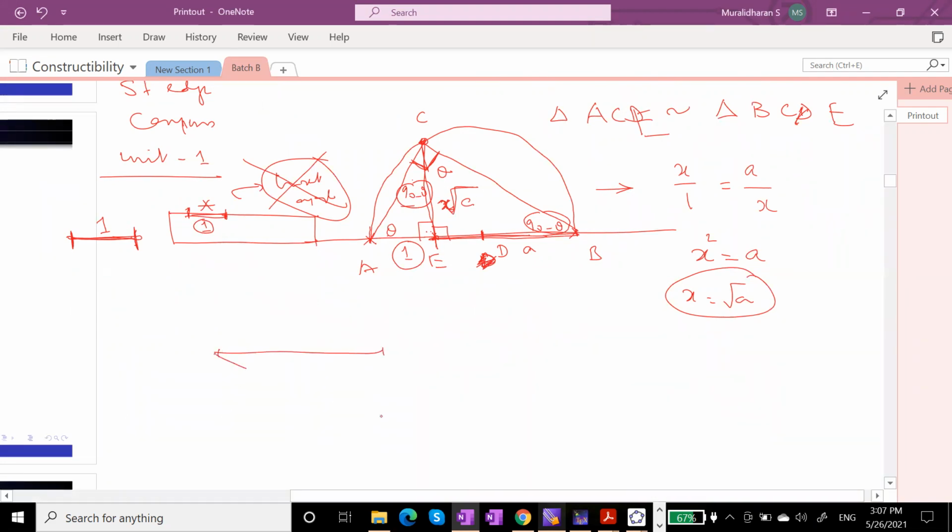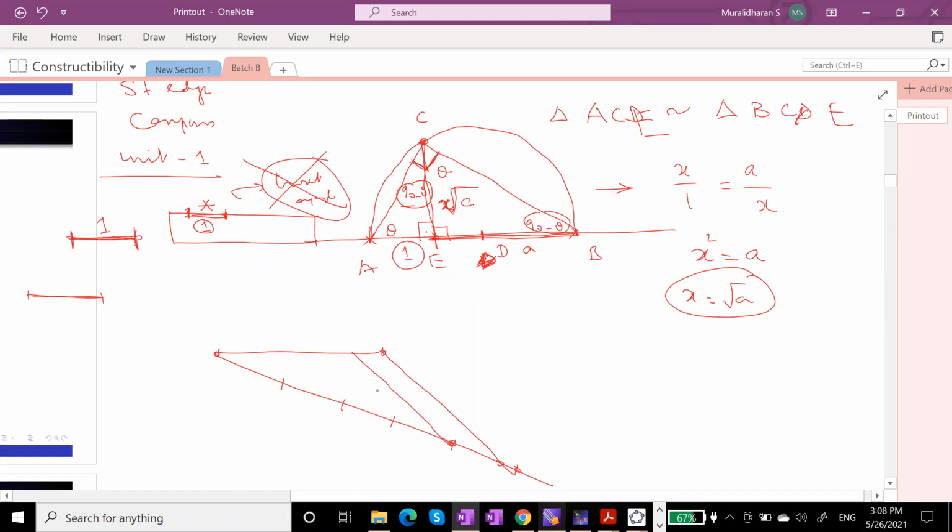You draw any line at an angle. Don't care what angle and so on. Now take a compass. Take any distance in the compass. Keep on marking 1, 2, 3, 4, 5 like this. Once I have marked, take this end point and the last point. Join those two. Then through this point to this line, I can draw a parallel.